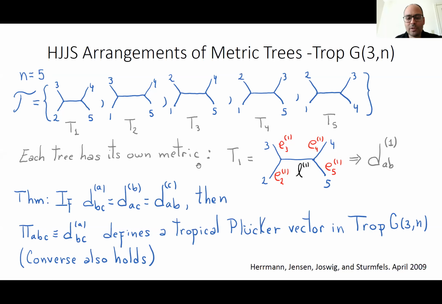Now, the most important theorem in this talk is the following: if the following condition holds, meaning that the distance from B to C in the tree 3A is equal to the distance from A to C in the tree 3B and is equal to the distance from A to B in the tree 3C, then the completely symmetric object, thus defined, gives you a tropical Plücker vector in 3M. And the converse also holds. So this has to be the correct generalization that we need.